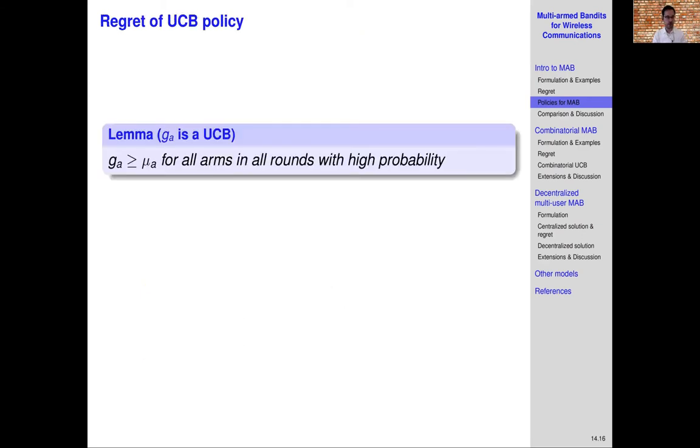Next, I will show how to bound the regret of UCB. The first lemma shows that the index of each arm is actually an upper confidence bound on the true mean reward from that arm. This holds with high probability. In other words, the algorithm considers the best possibility for each arm by assuming that its unknown true mean reward is actually equal to its index.